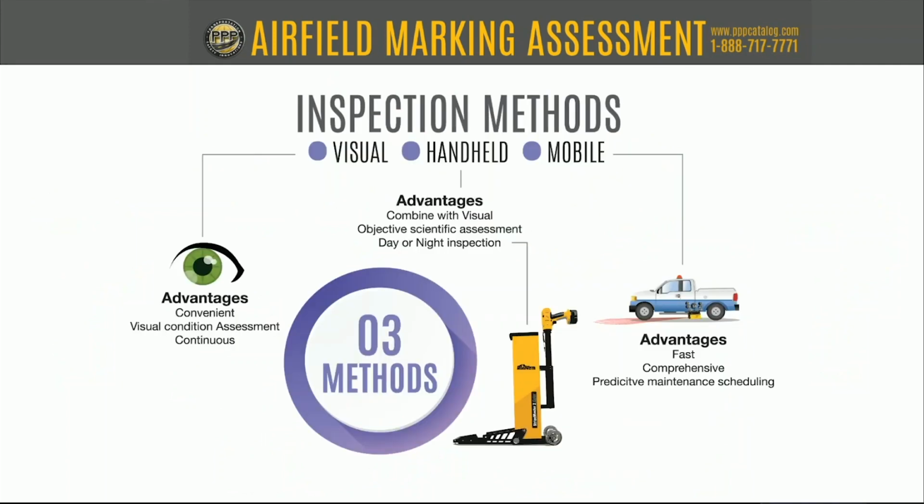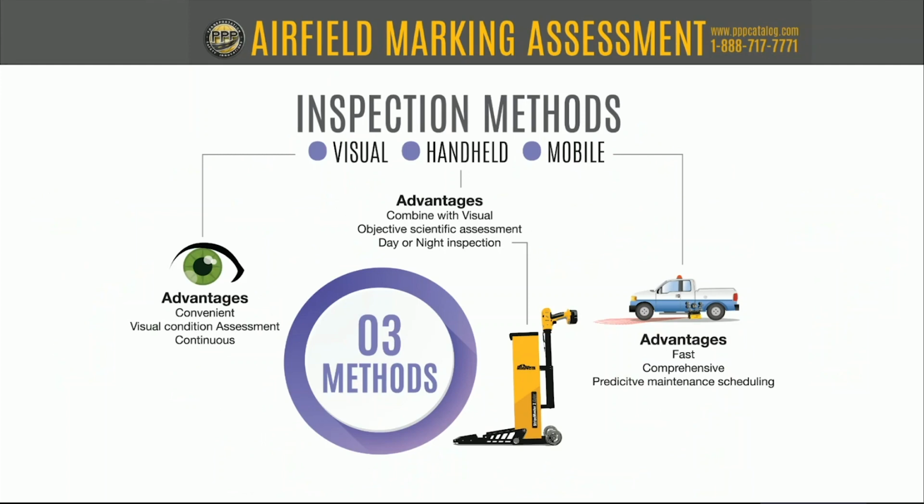Okay, let's go to inspection methods. So I'll kick us off here. Basically, there's three primary inspection methods. One is visual, second is handheld, and third is mobile. And we'll start with visual. And the advantages of visual is, first of all, it's convenient.